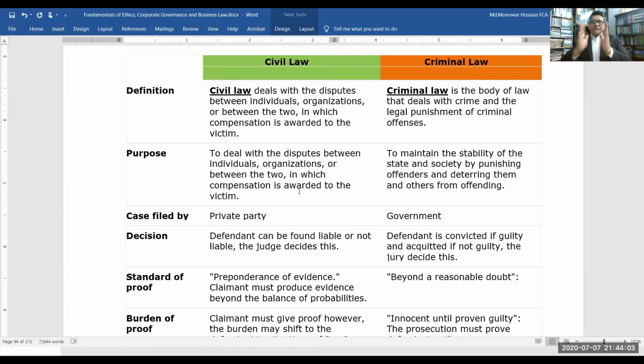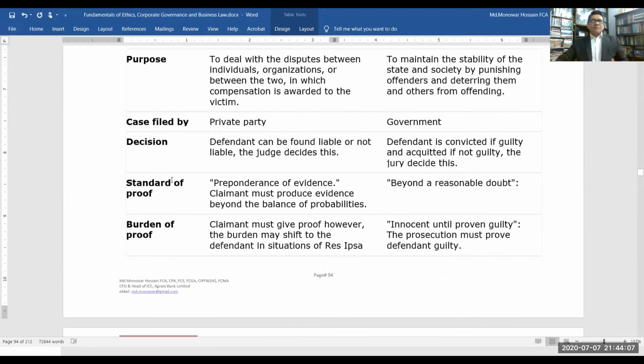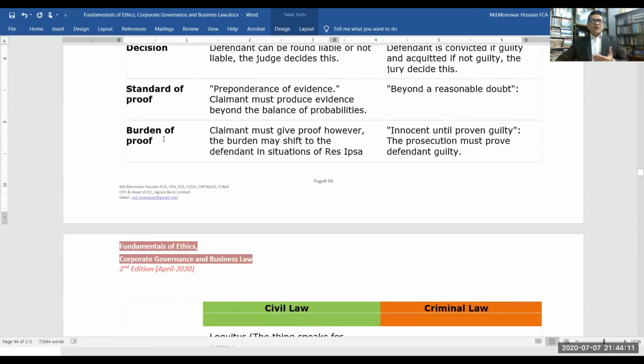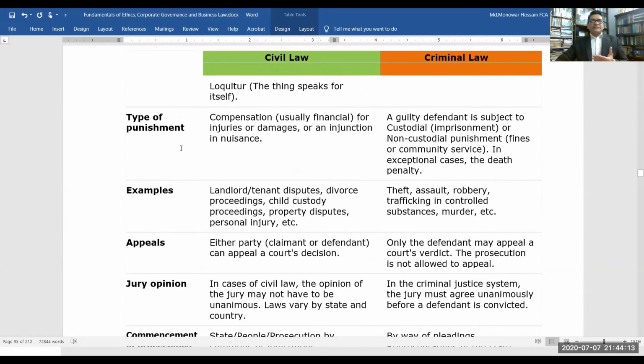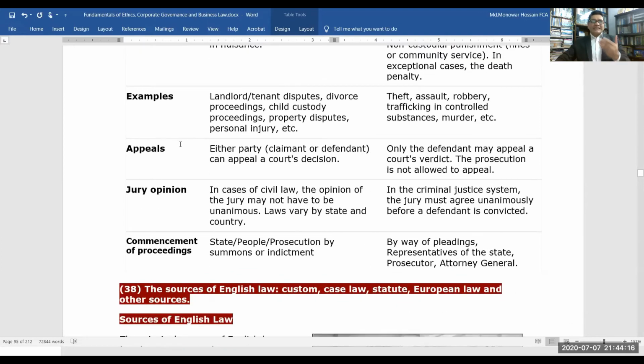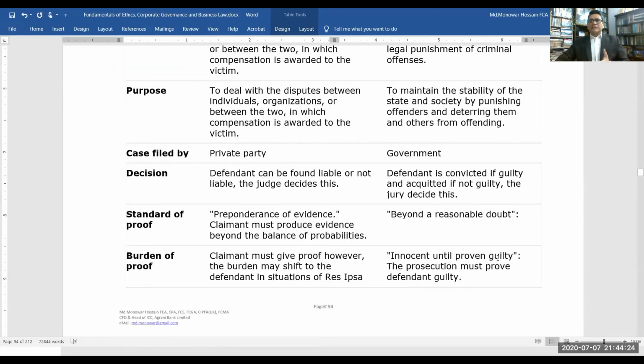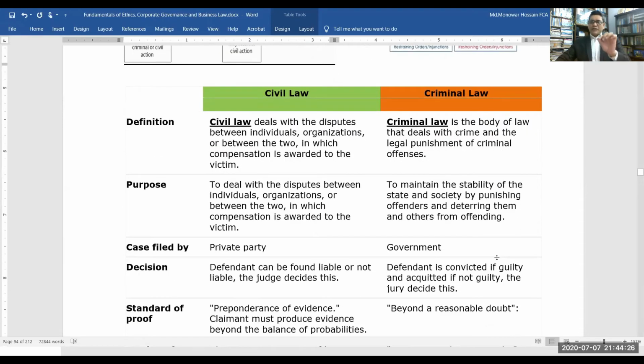So this is the difference between them, segregated by definition, purpose, cause filed by, decision, standard of proof, burden of proof, types of punishment, example, appeal, jury option, and commencement of proceeding. You have to read all of this. Download this sheet from my Google Drive and read it.